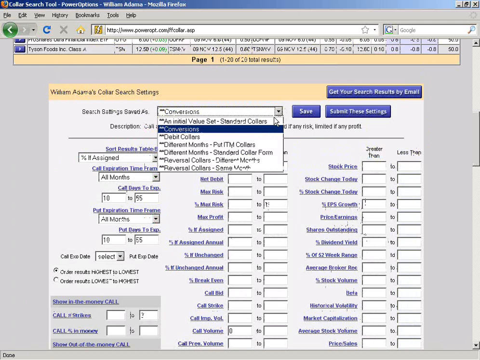Okay? The reason why I mention that first is because I've created something here called a reversal collar search same month.